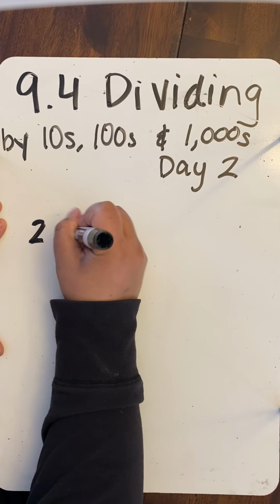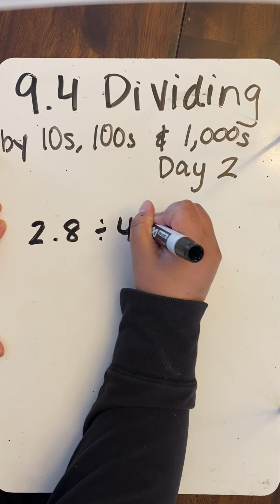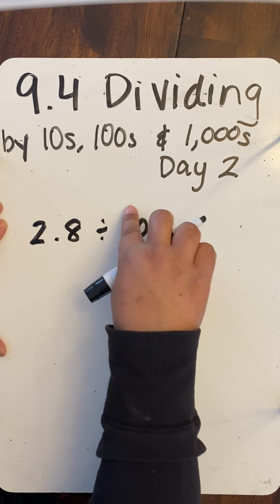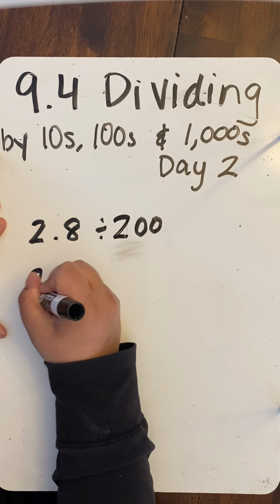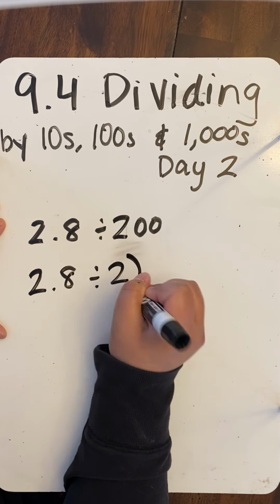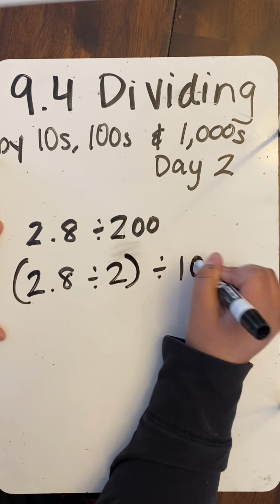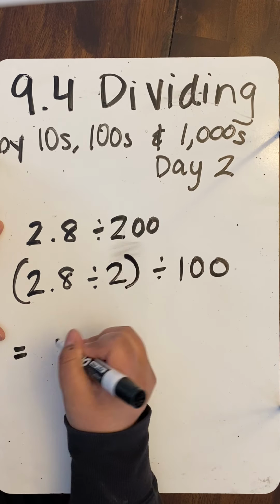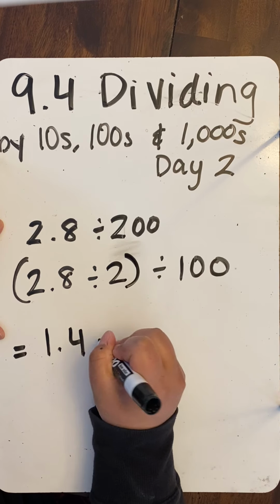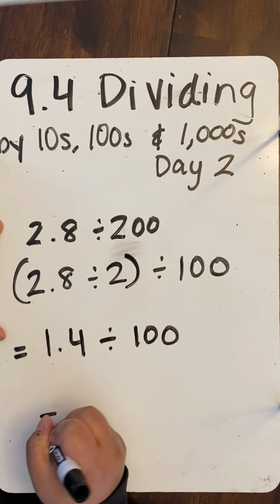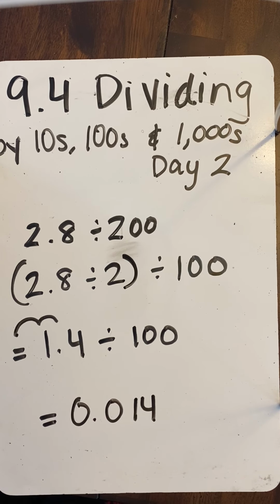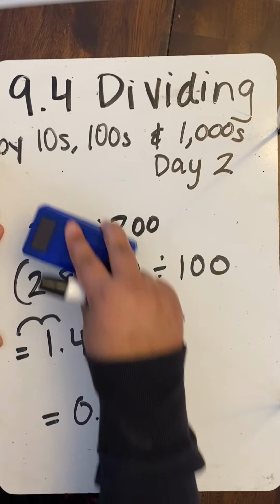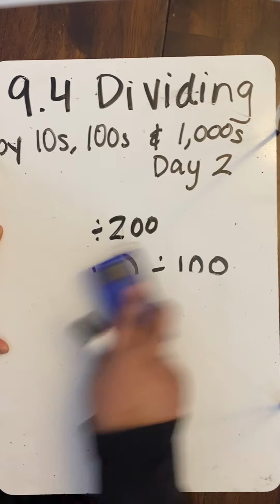If I have 2.8 divided by 200, then that is 2.8 divided by 2 divided by 100, which is 2.8 divided by 2, which is 1.4, divided by 100, which equals 0 and 14 thousandths. You got it. We're going to do it one more time with the shift in place value.